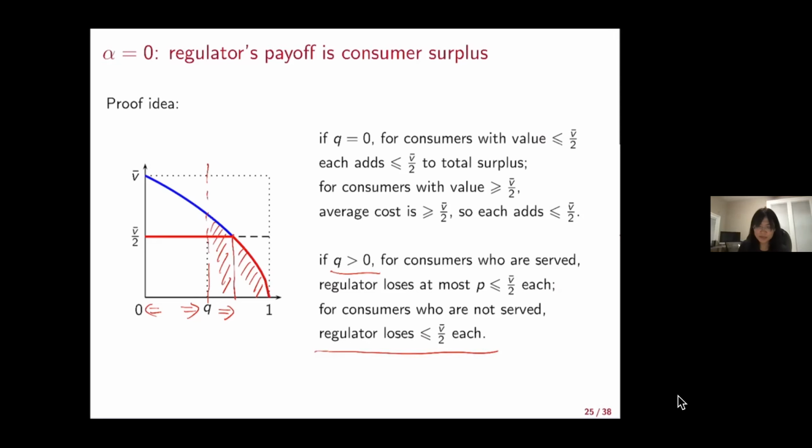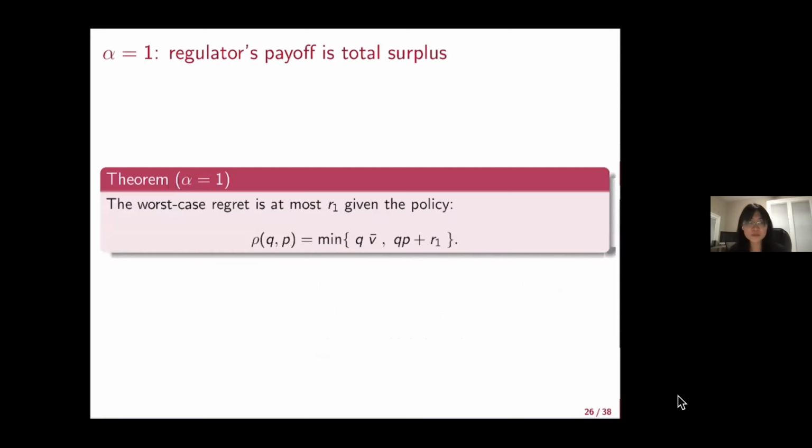Okay, if not, let me look at the other extreme, right? So the other extreme is this regulator whose alpha is equal to 1. Okay, so this regulator's mentality is very different. His payoff is the joint surplus of consumer and firm's profit, consumer surplus and firm's profit. We show that the worst case regret is at most the lower bound R1, given the following policy. This policy tells the firm that your total revenue is the minimum of 2 terms. The first term is telling you that, okay, if you price below V upper bar, I would subsidize you for the difference between your price and V upper bar.